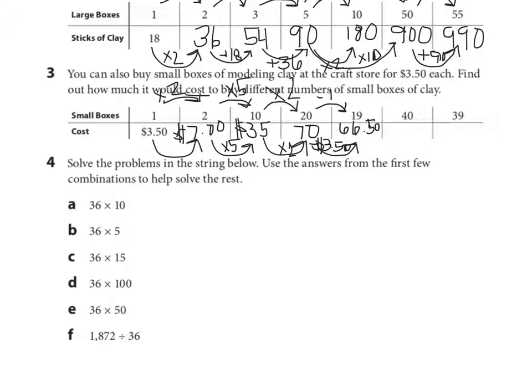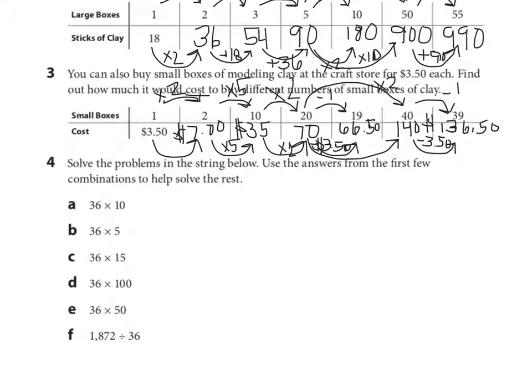And now to come to 40, we can take 20 doubled. So 70 doubled is 140. And then to get to 39, I'm subtracting 1. And again, I'm subtracting the cost of 1, which is $3.50. And so the total cost here is $136.50.